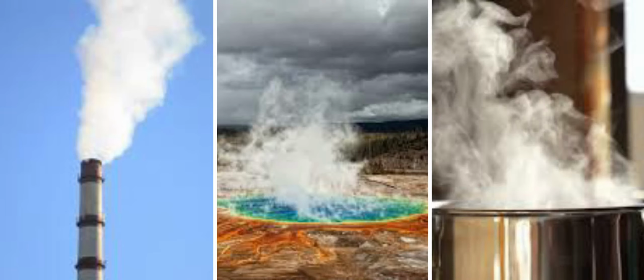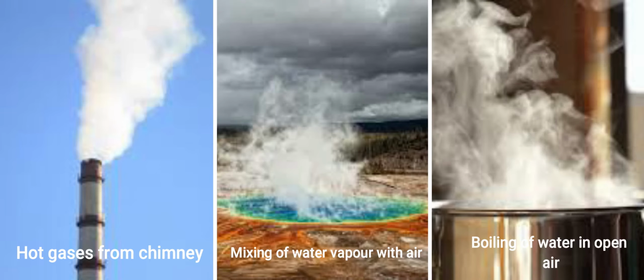In these three examples, that is hot gas from a chimney, mixing of water vapor with air, and the boiling of water in open air, the mass transfer happens due to the combination of convection and diffusion mass transfer. Here, the first mass transfer happens due to convection, then it is diffused to the ambient due to the diffusion process.